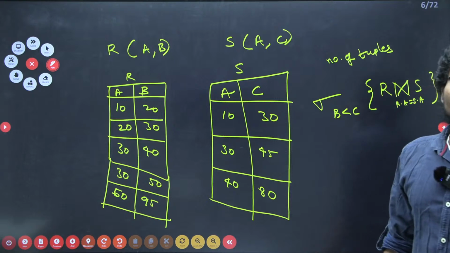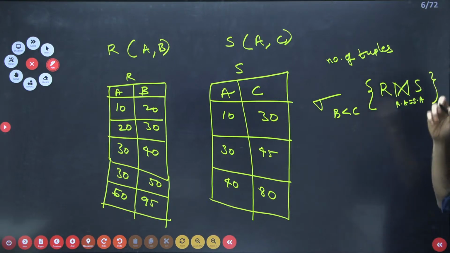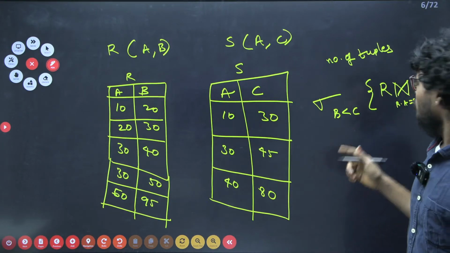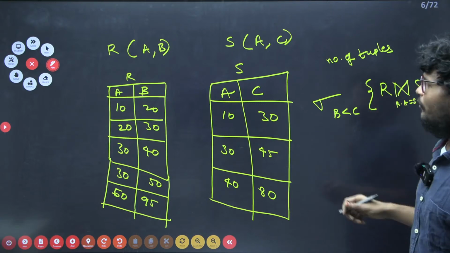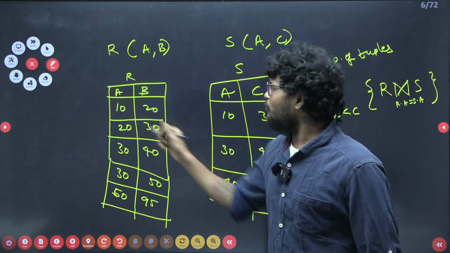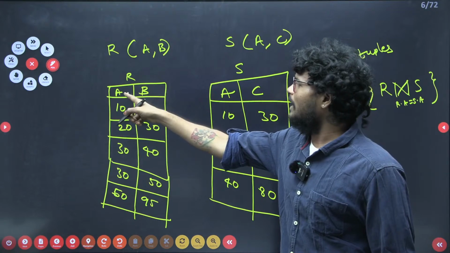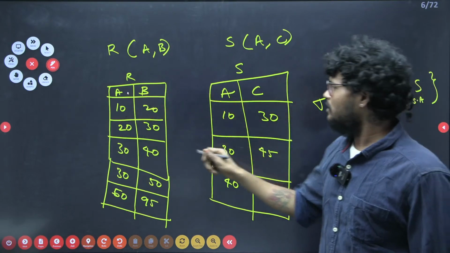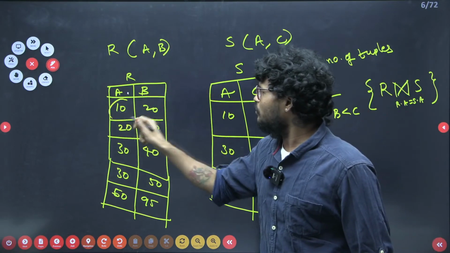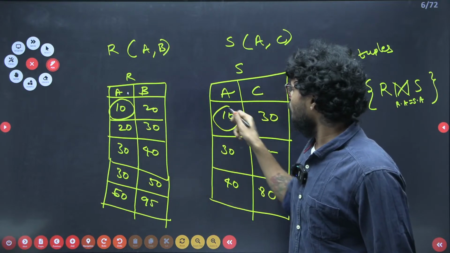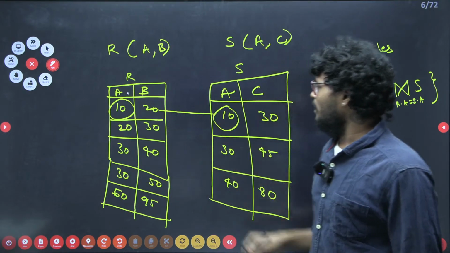So how many tuples do we get? Let us do these steps one by one. First, R is joined with S. We have to compare the A column in R and the A column in S. We get a match here, 10 and 10, so we will get one row from here.